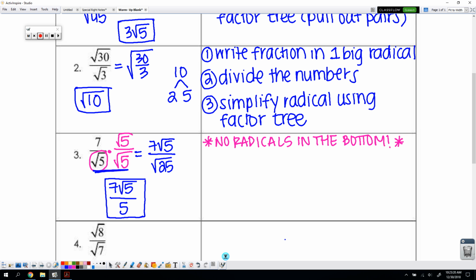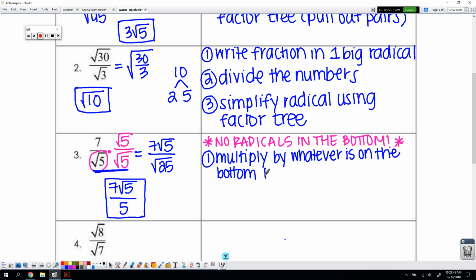Okay? So step number 1: multiply by whatever is on the bottom, to both the top and bottom.